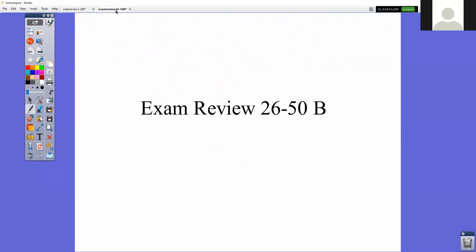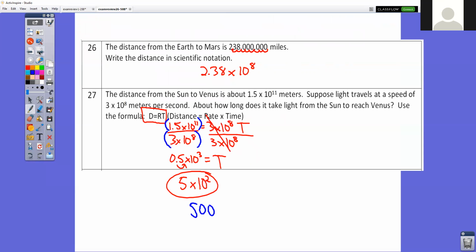Taking a look at 26 through 50. In number 26, this goes all the way back to September. We're dealing with scientific notation. Put a decimal point after the first non-zero number, so in between the 2 and the 3. So it becomes 2.38, and then you have to count 1, 2, 3, 4, 5, 6, 7, 8 places to get to the end. So it's times 10 to the 8th power.